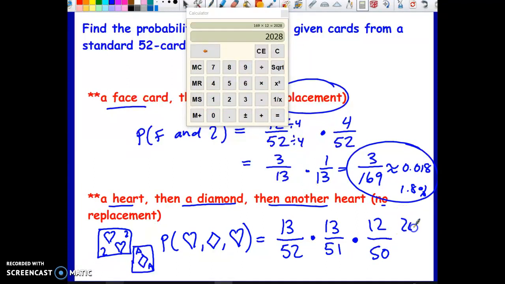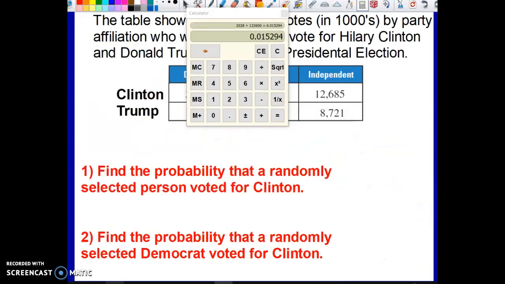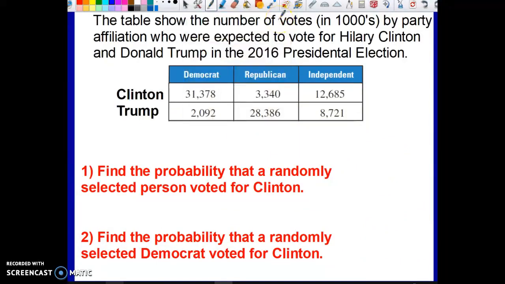There are 2,028 possibilities that I get what I want, divided by, this is going to be a big number, 52 times 51 times 50, 132,600. Let's divide that. 2028 divided by 132,600. So it's 0.015 or about 1.5%. That's the odds that I'm going to get what I want. Not great, but it could happen, 1 in 100 times.